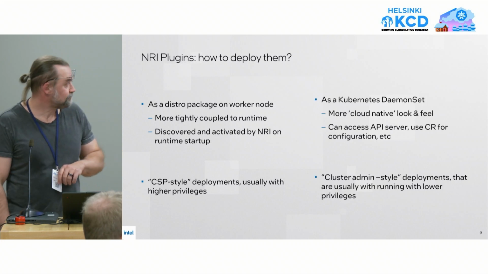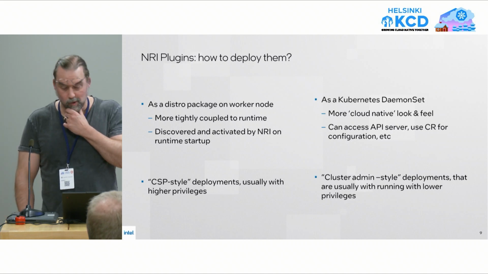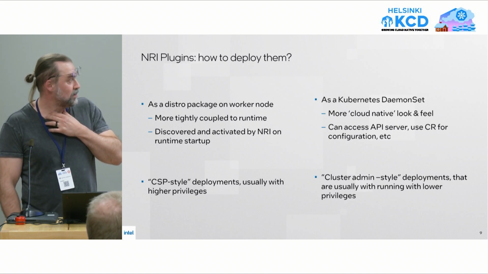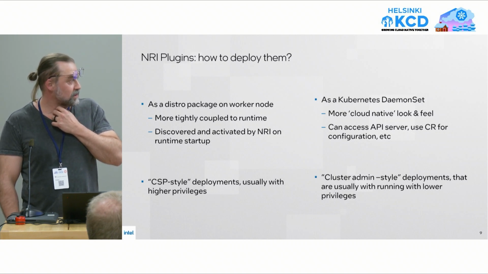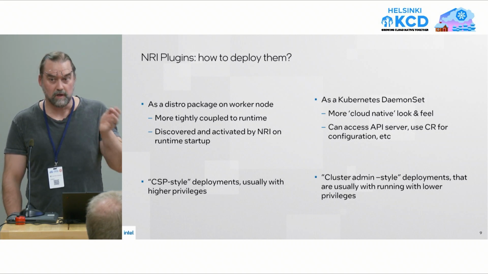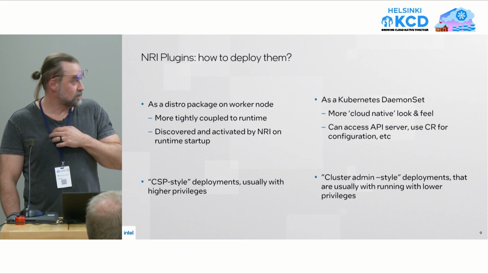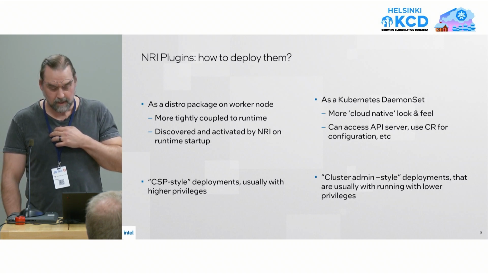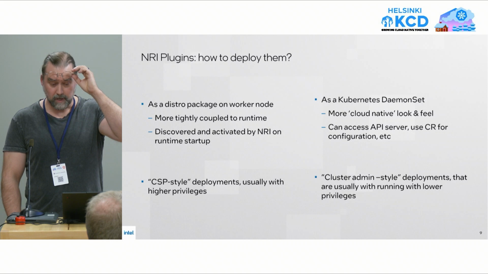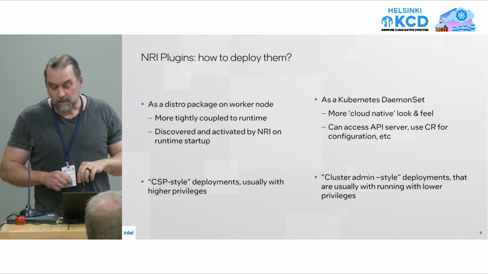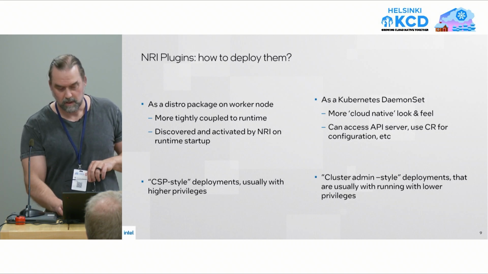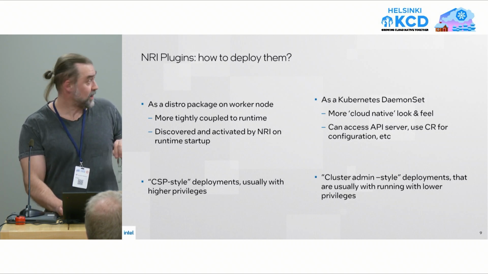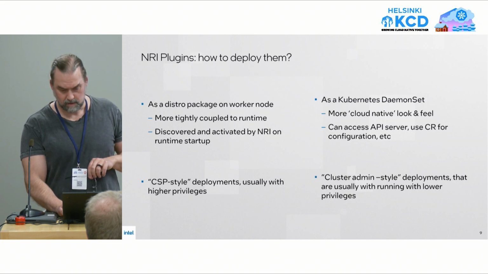And there is another, which is loose coupling, and that has a much more cloud-native look and feel. In this case, you are deploying it as a daemon set, so it will run on all your worker nodes, and this has the additional benefit that, for instance, you can fetch configuration for the plugin as a custom resource. You have access to extra data through the API server, so everything that we know and love about Kubernetes deployment sets.